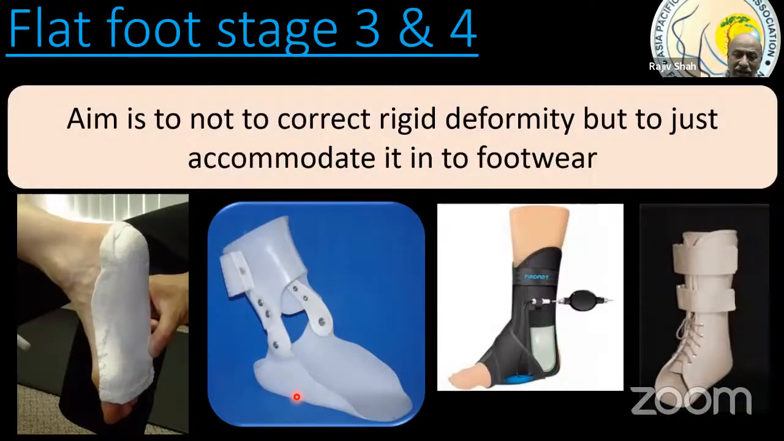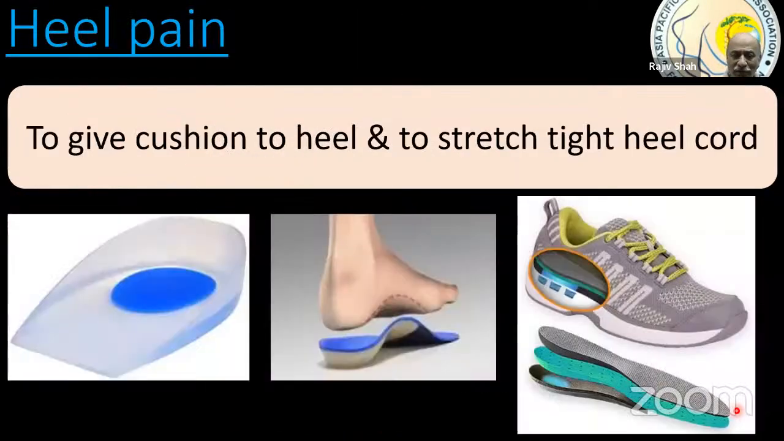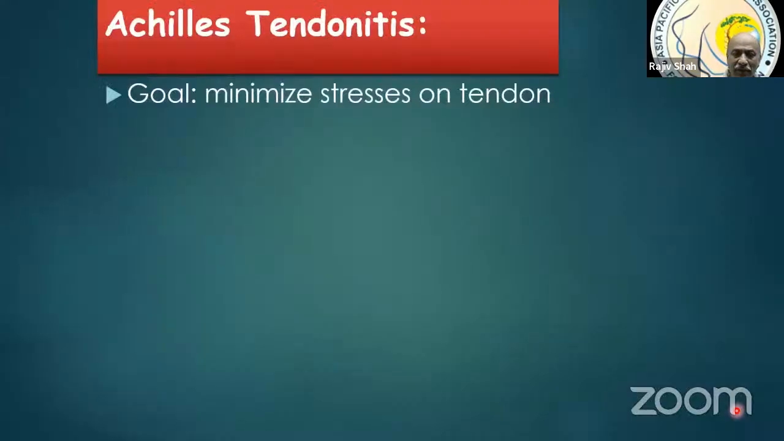Flat foot stage 3: your aim is not to correct the rigid deformity, but you want to accommodate the deformity in a footwear. So for that, you use a customized brace or ankle foot orthosis. Heel pain: you want to give cushion to the heel and you want to stretch the tight heel cord. This is how the various orthotics are used.